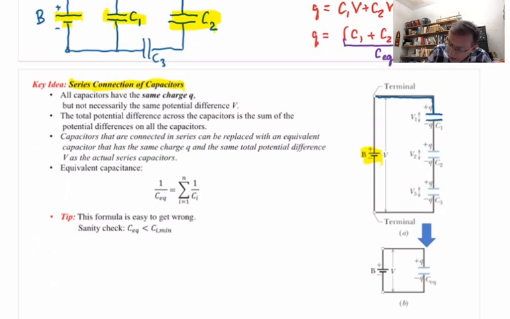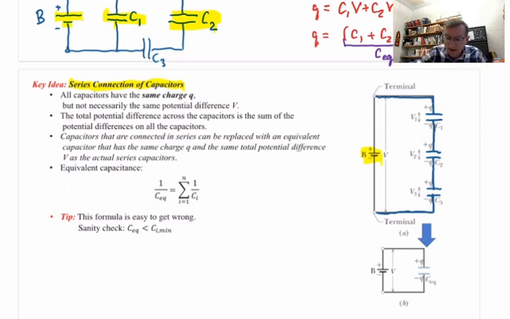But then we just take a wire from the low plate of capacitor 1 and connect it to the high plate of capacitor 2. And then a wire from the low plate of capacitor 2 to the high plate of capacitor 3. And then a wire from the low plate of capacitor 3 to the low terminal of the battery. That is called a series connection.